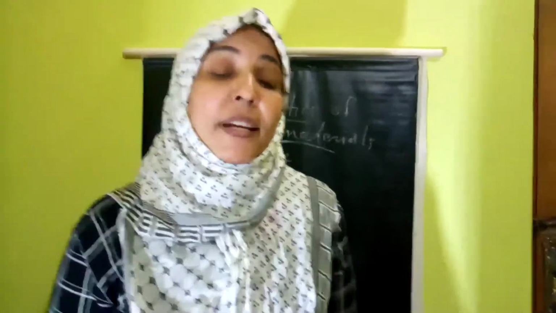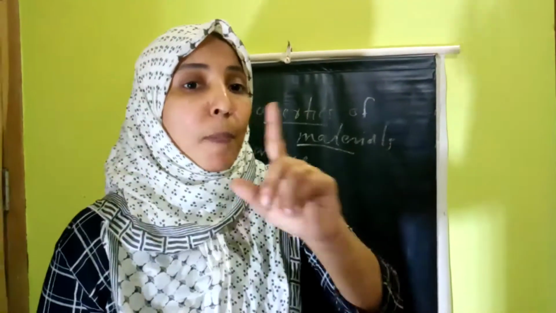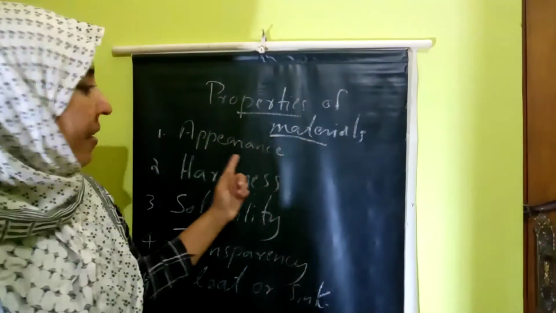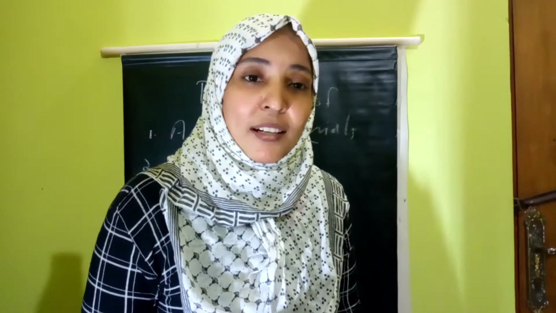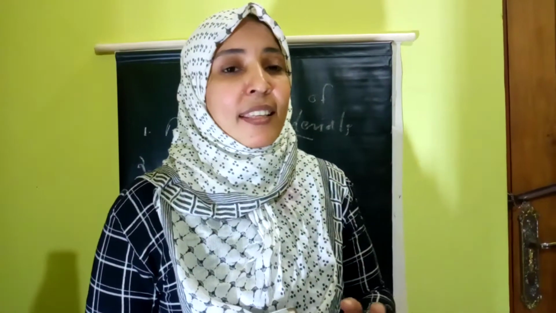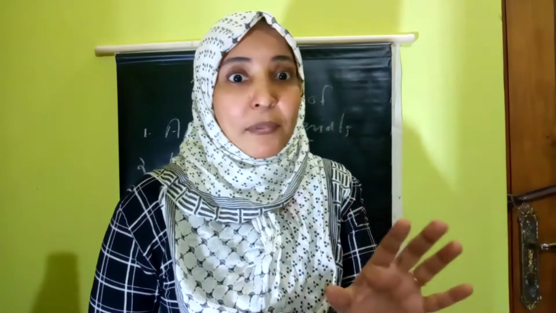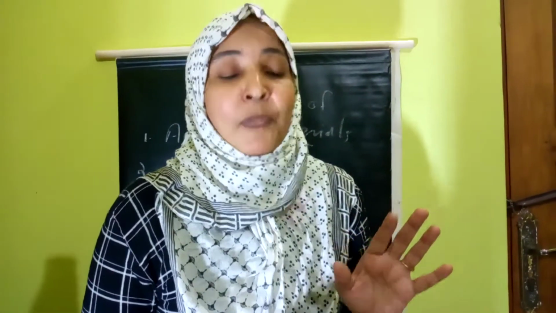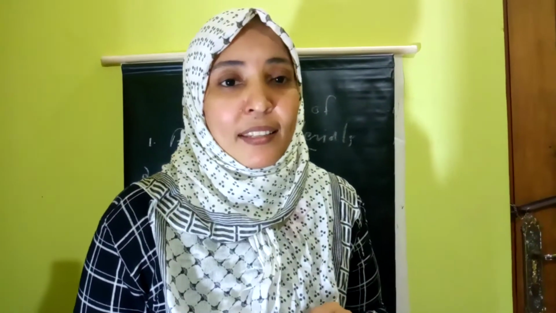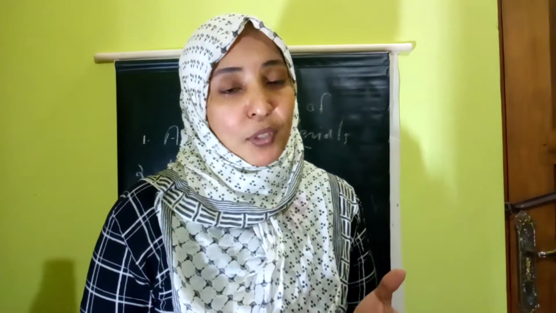We know that different materials or different objects appear different. The first property of materials is its appearance. Some materials are very shiny, while some others look dull. Some are colorful, but some others are light colored. In this way, we can see the appearance of all objects is not alike. So by looking at the appearance of materials, we can identify most of the objects.